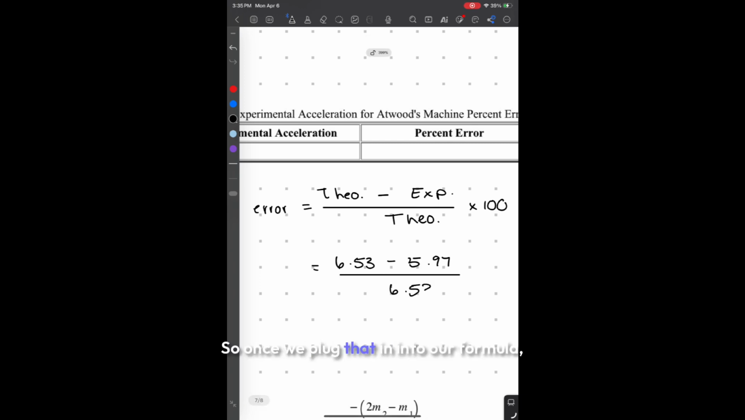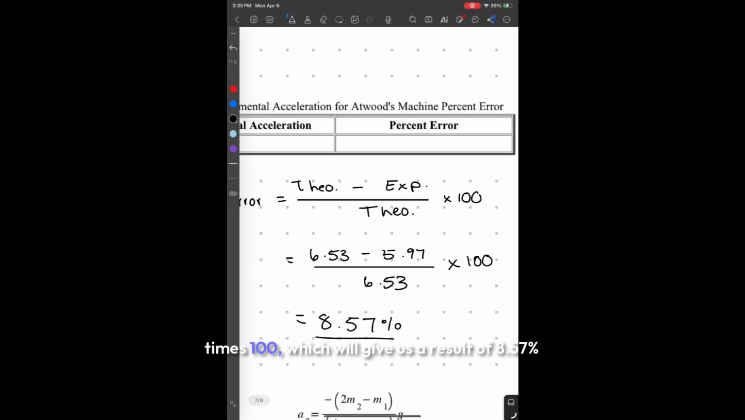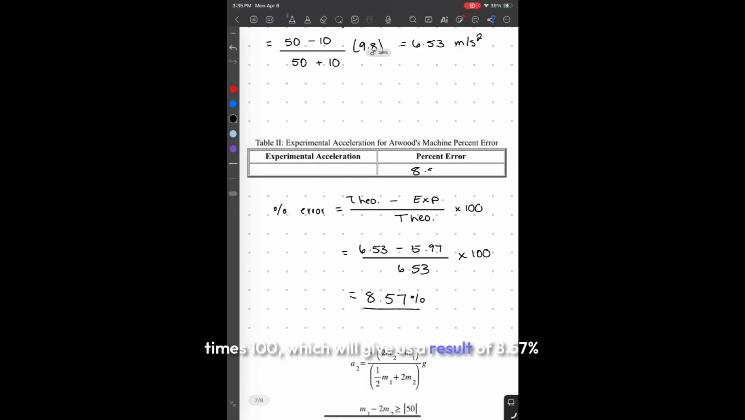So once we plug that into our formula, it should look like 6.53 minus 5.97 over 6.53 times 100, which will give us a result of 8.57% error. And we're just going to annotate our experimental acceleration.